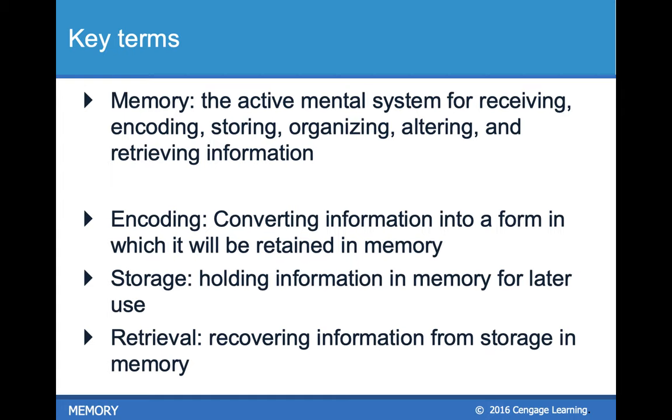Storage is when we hold on to that information in memory for later use. So we've made some sort of connection in our brain that's allowed us to hold on to that new information. We also have retrieval. That's recovering information from our storage in memory for usage. So if I'm remembering my mom's birthday, I have to go back into my memory system, find that neural connection, and then activate that in order for me to retrieve that information when it's useful. And hopefully I won't forget her birthday.